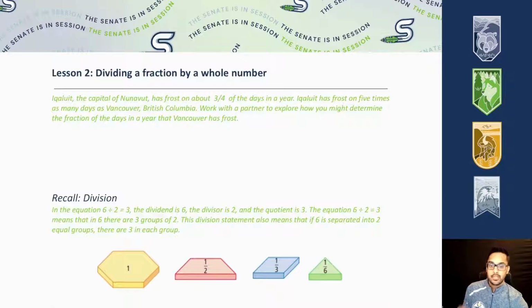Alright everybody, welcome to lesson 2. We're going to start talking about dividing fractions by whole numbers. And dividing usually causes a little bit more of an issue for people, especially when it comes to the models.